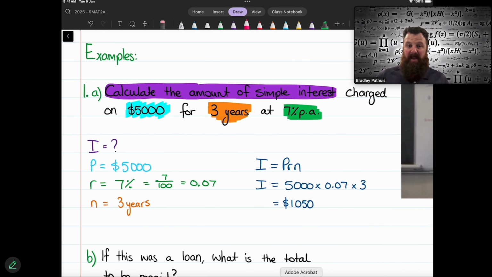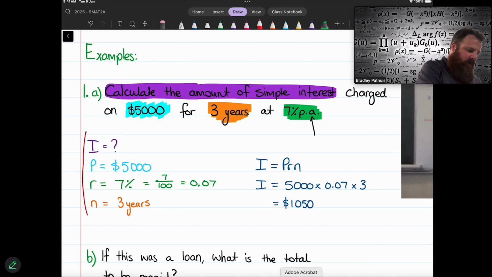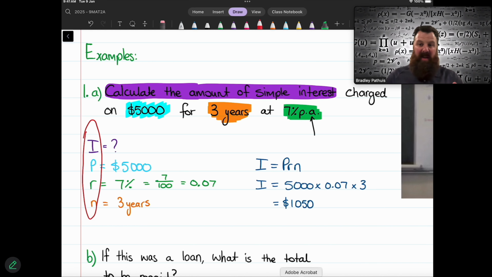The example says: calculate the amount of simple interest charged on $5,000 for 3 years at 7% per annum. That PA there means per year, annum meaning annual, yearly. So let's look at our formula. We're going to write down our I, our P, our R, and our N. And once we've got that written down, we're going to go through the question.